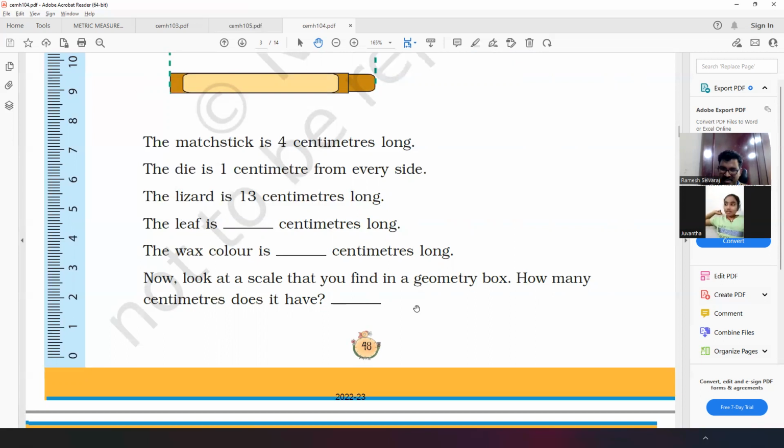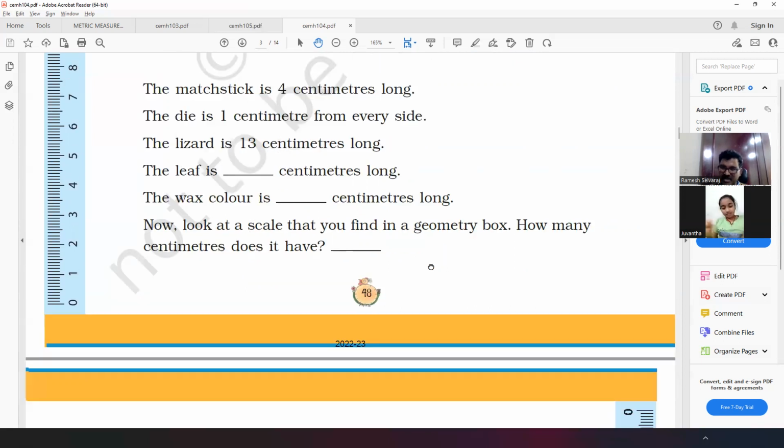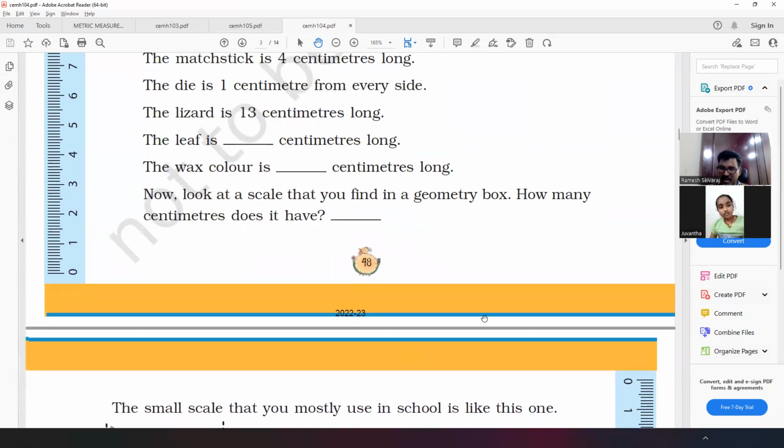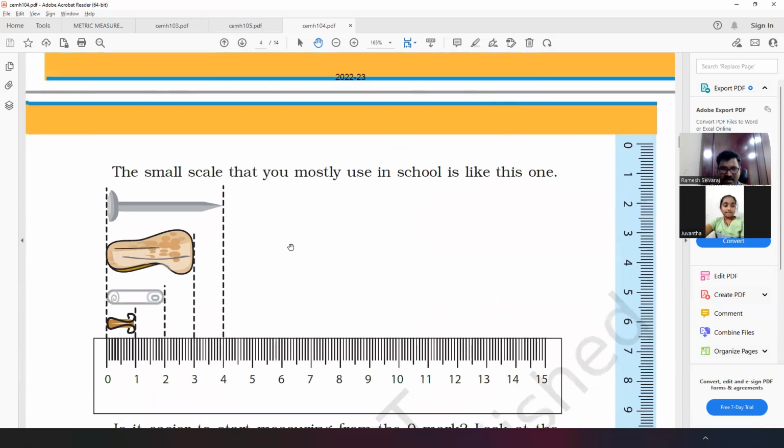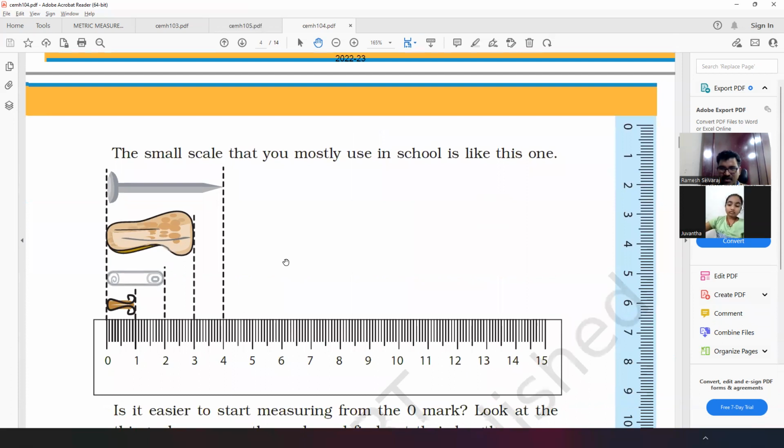It's in my school. I forgot it. Okay, then we will measure it tomorrow and tell me. Now you have the scale with you or no? No. Okay. Then tomorrow you measure the geometry box and tell me. That's your homework for tomorrow.